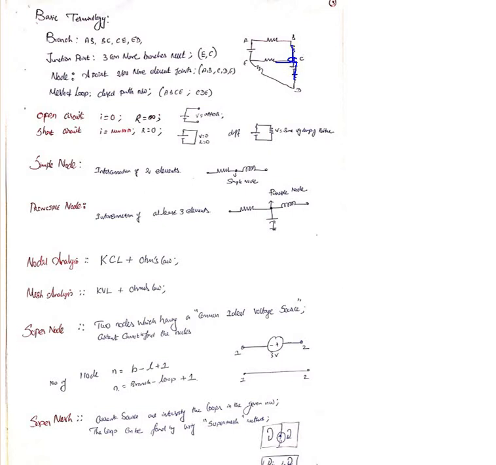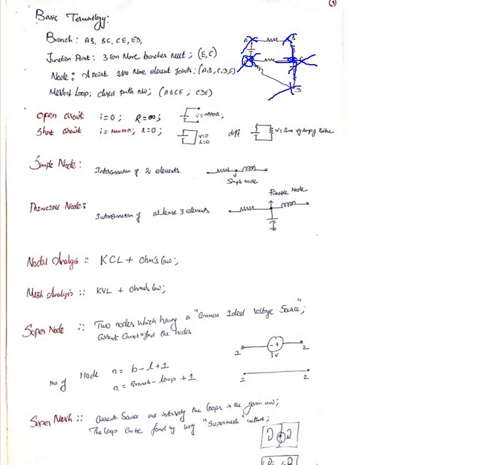Three points are connected: 1, 2, 3. So at E and C, three elements are connected. What about B? B is a connecting point of two elements. So a point where two or more elements connect is called a node. This is called a node, and this is called a node. A point connecting two and above elements is called a node.